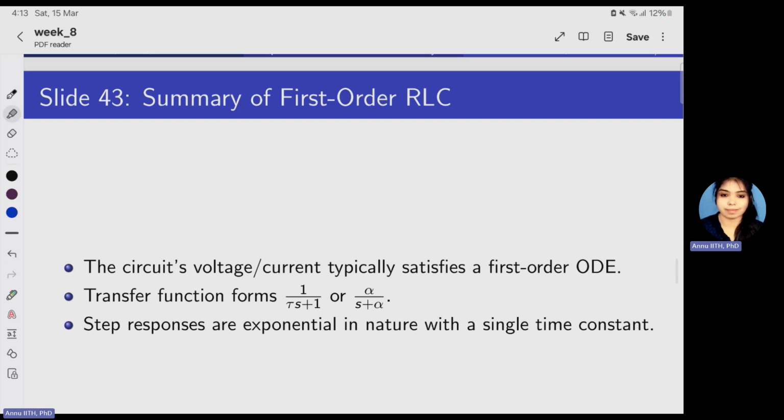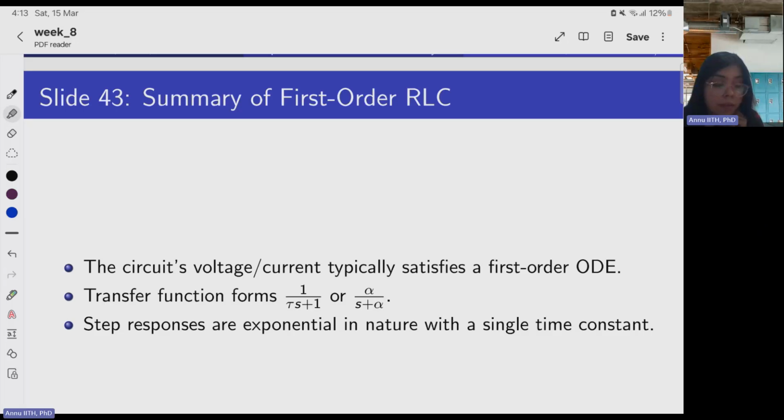So basically, the summary of first order RLC is what? The circuit's voltage or current typically satisfies a first order ODE, and the transfer function has the form 1 upon tau s plus 1, or alpha divided by s plus alpha. Okay. The step responses are exponential in nature with a single time constant. That is that.